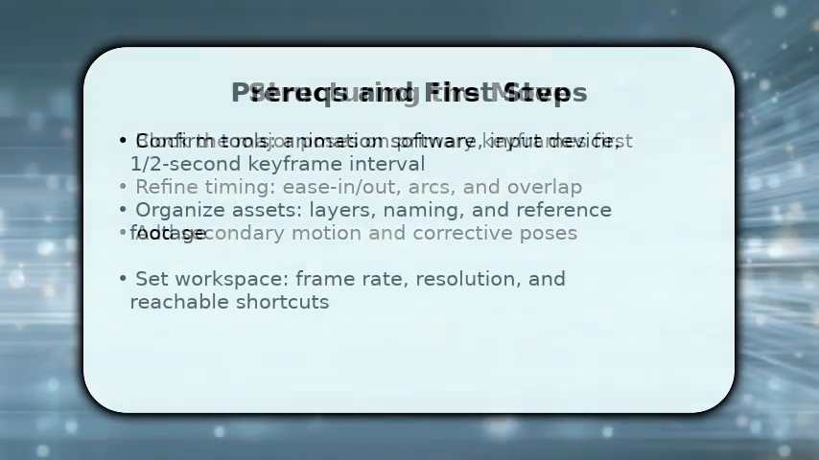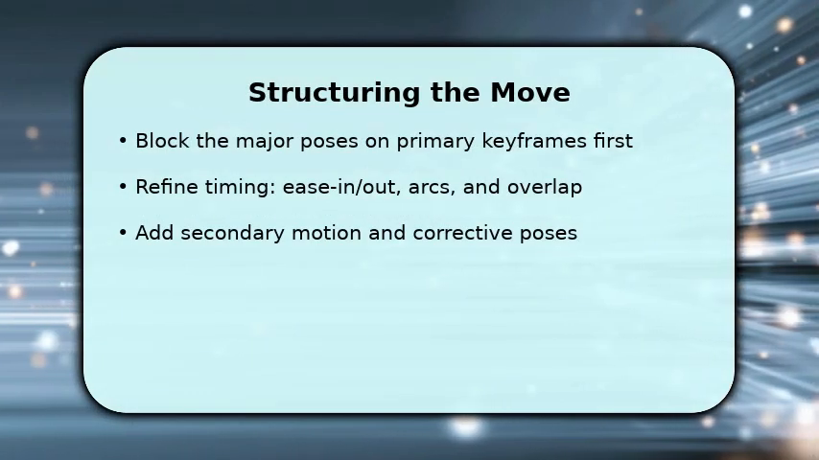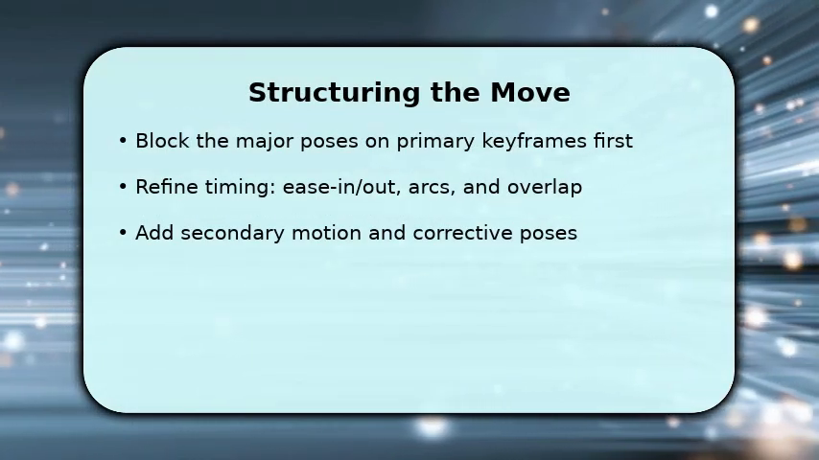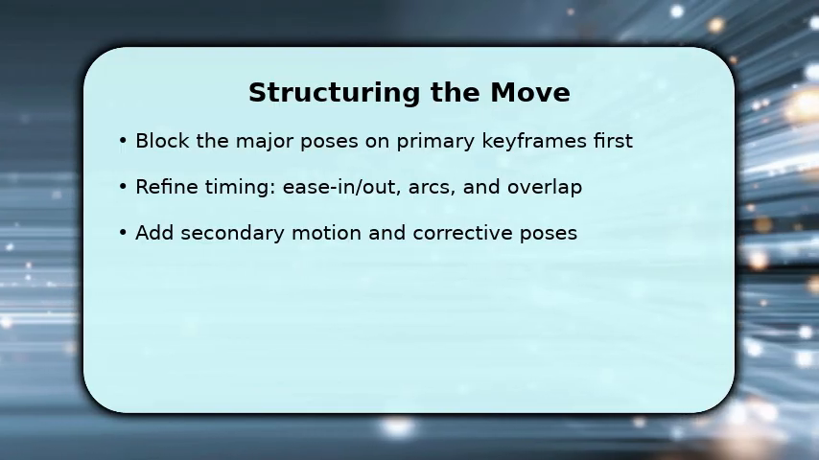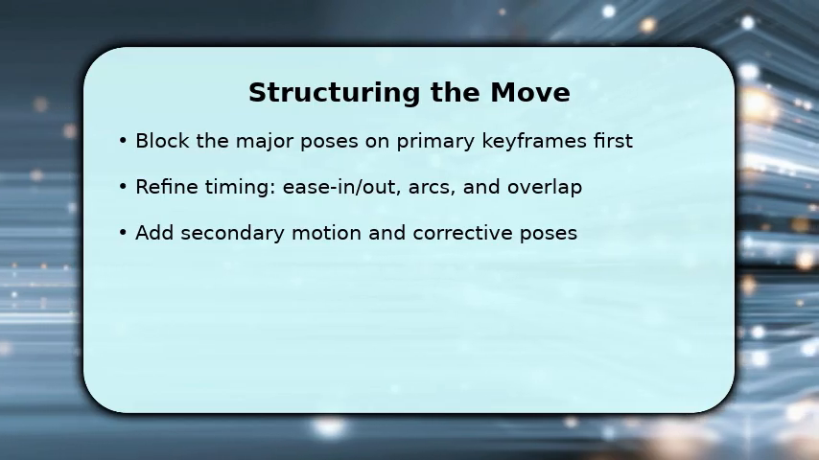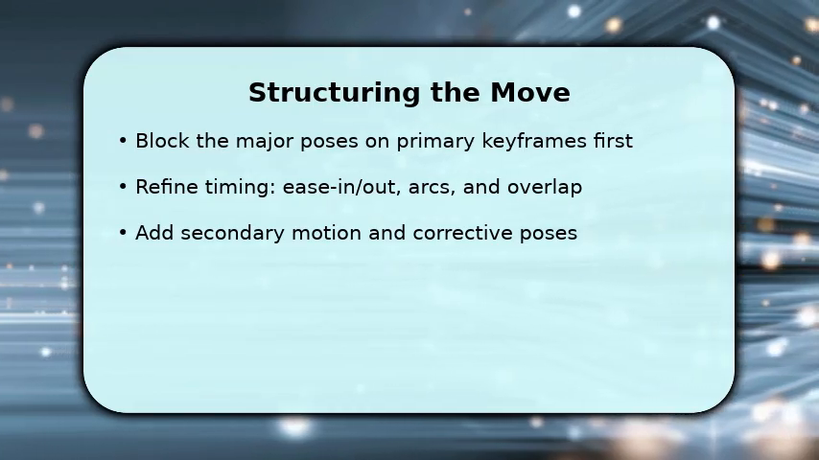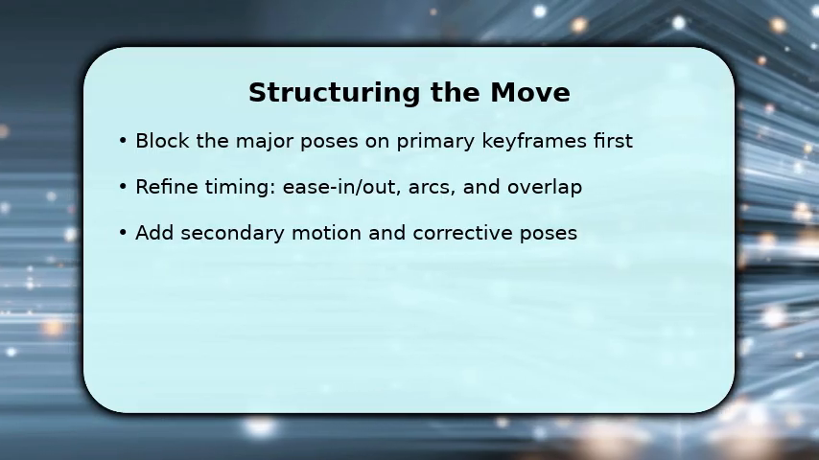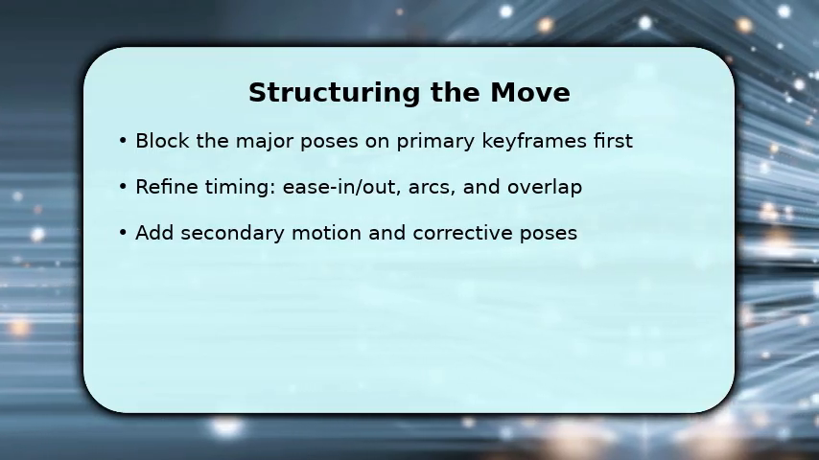You block the key poses now. Pose A, transition, pose B, think silhouette and weight. Once done, refine timing with ease curves and check arcs to ensure motion reads clearly. These shapes explain intent. Make incremental adjustments on in-between frames and add overlap for natural follow-through.